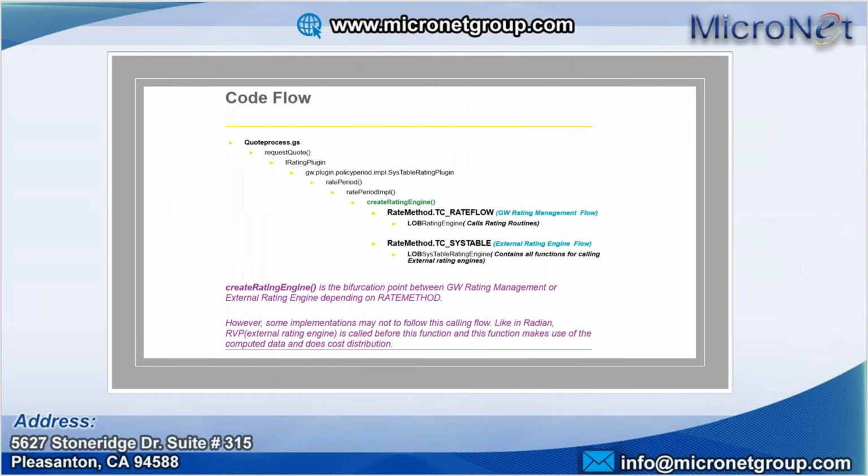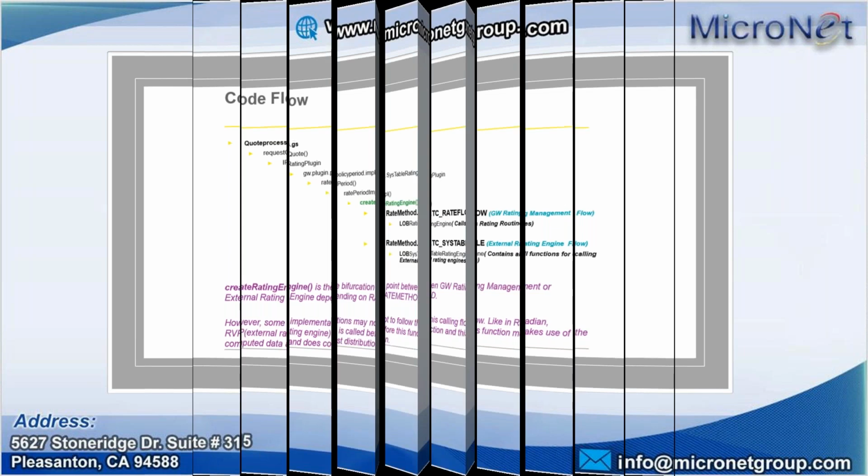The moment you click on the quotation of a particular policy, you'll talk about the request quotations. Okay, so you have different ways to integrate to different applications. It offers you the rating plugins, rate periods, rate period implementations. So you have different ways of creating your rating engines. Based upon your rate method, such as rate flow or system, you can change your integrations. We'll tell you about what integration methodologies we use, what Guidewire internally uses, and how you can change the code flow to integrate from one rating engine to another rating engine. Okay, so that is what we have on the PolicyCenter application.